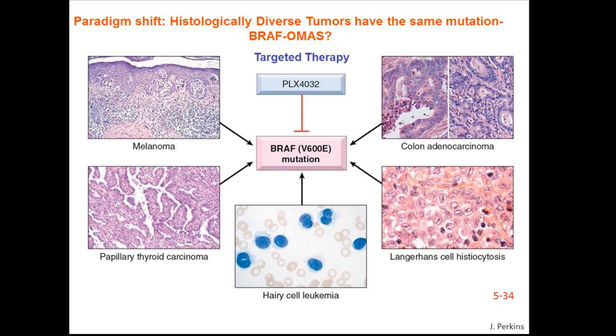So we talked about paradigm shift. We classify tumors on the basis of the site where they are, their morphology, whether they are squamous cells or adenocarcinomas or small cell carcinomas or large cell carcinomas. But guess what? These four tumors, melanomas, most of them, a proportion of colon adenocarcinomas, Langerhans cell histiocytosis, all of hairy cell leukemias, a fraction of papillary thyroid carcinomas share one thing in common. They all have exactly the same BRAF mutation called V600. So the provocative thought is these histologically diverse tumors have the same mutations. Should we call them BRAFomas?